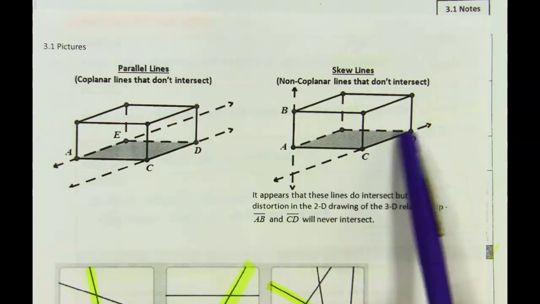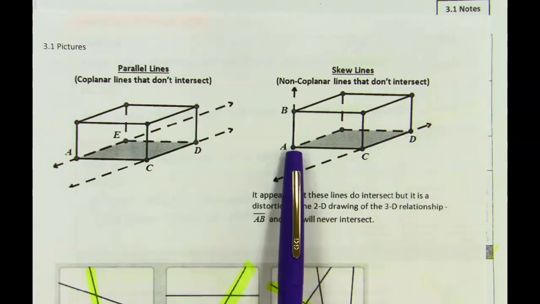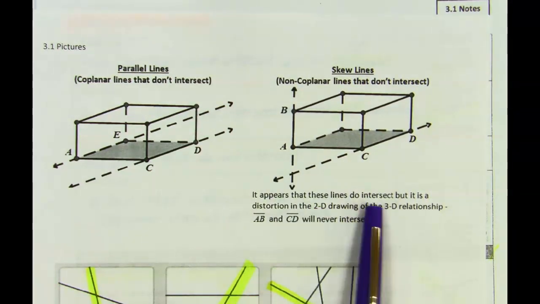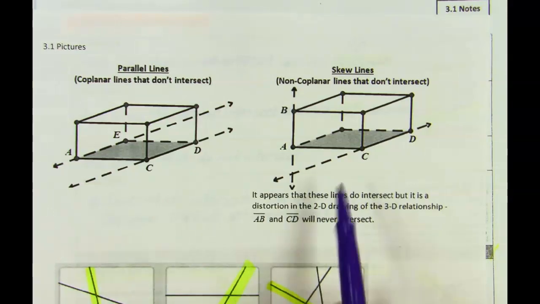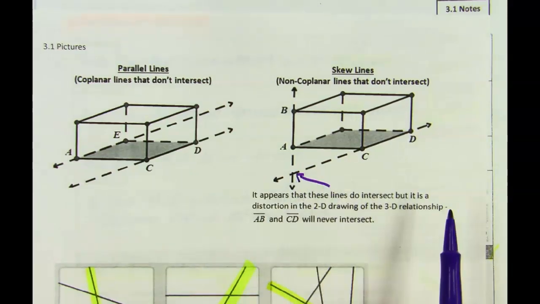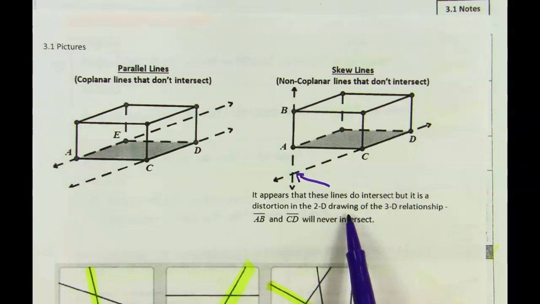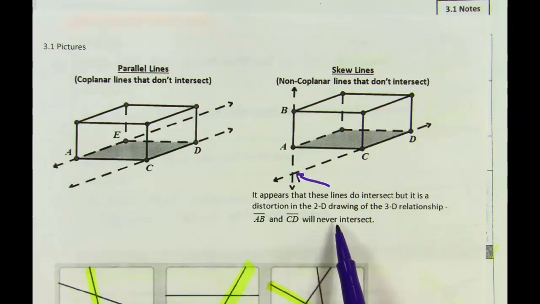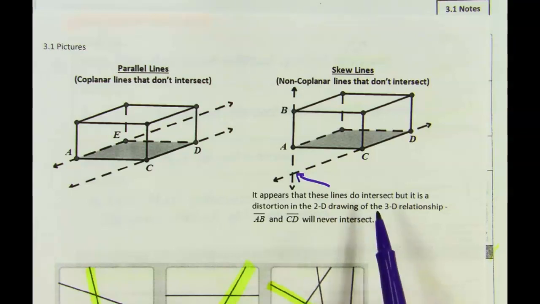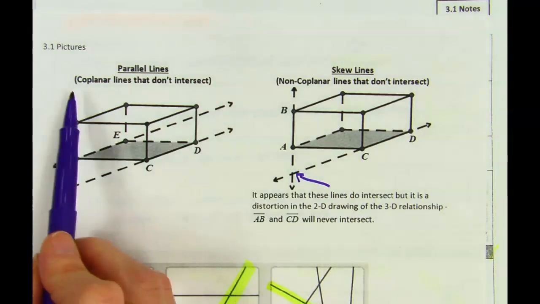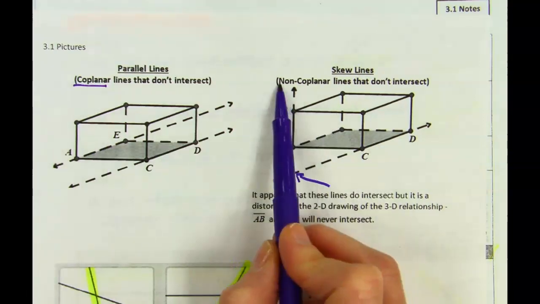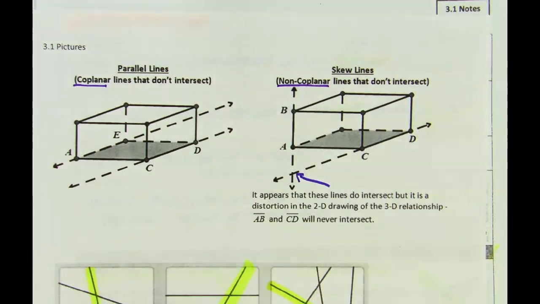CD is on the bottom of this box, where AB is on the side. Now, it is important to note that it appears that these lines do intersect right here, but it is a distortion in the 2D drawing of the 3D relationship, and they will actually never intersect. So again, parallel lines never touch, but they are coplanar. Skew lines never touch, but they are non-coplanar.